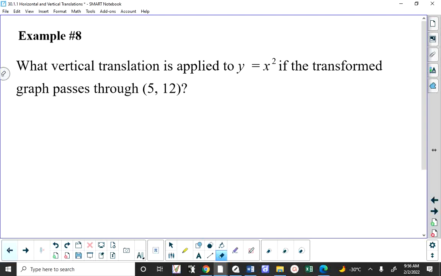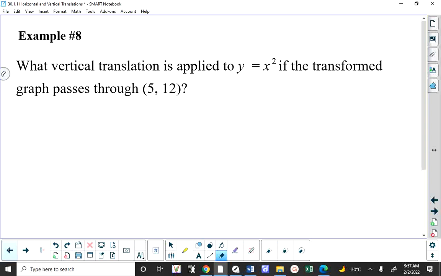What vertical translation is applied to y equals x squared if the new graph passes through 5, 12? If you approach this as some kind of a puzzle, then every question will be different. You know what I mean by a puzzle? You just go, well, let's see, what might it be? And you get out some graph paper and you graph x squared and you try to count squares or something. It's not a very efficient way to do it.